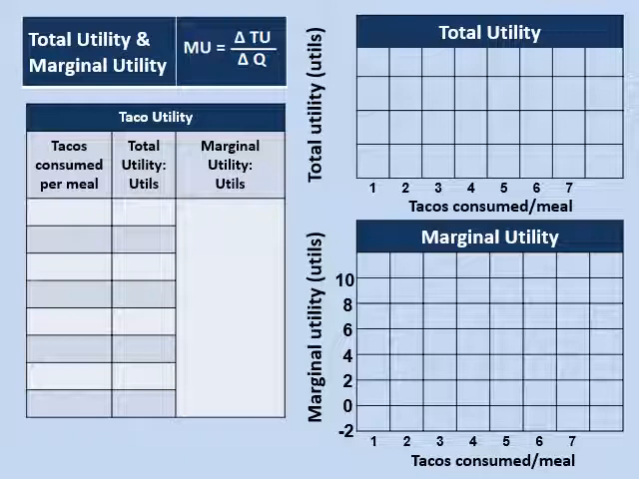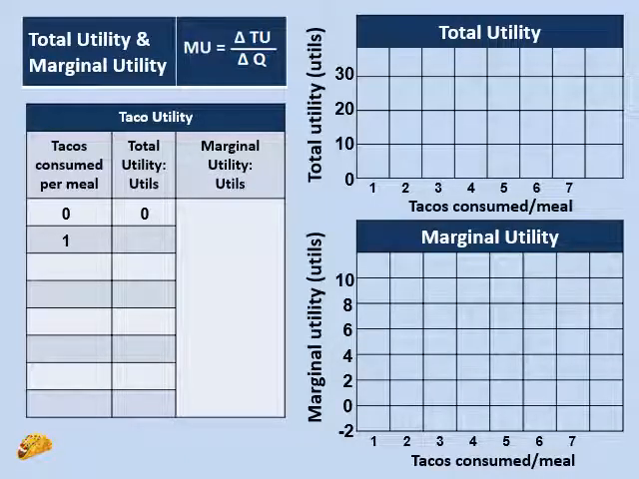For marginal utility, we're going to say our utility goes anywhere from -2 utils to a positive 10 utils for the consumption of a taco. And we're going to be summing up total utility anywhere from 0 to 30 utils. So let's say we arrive at the restaurant, we haven't consumed any tacos yet. So we're going to get a utility of 0.